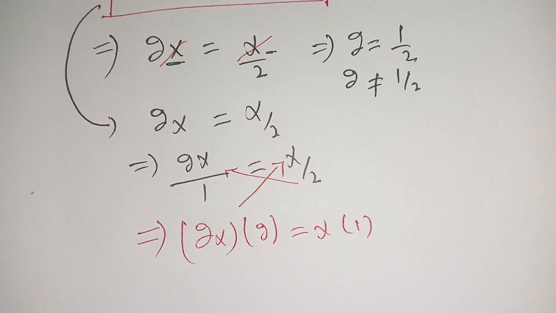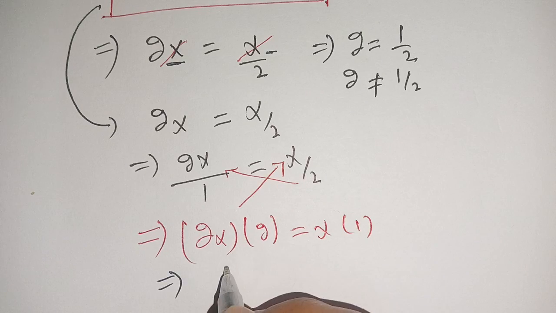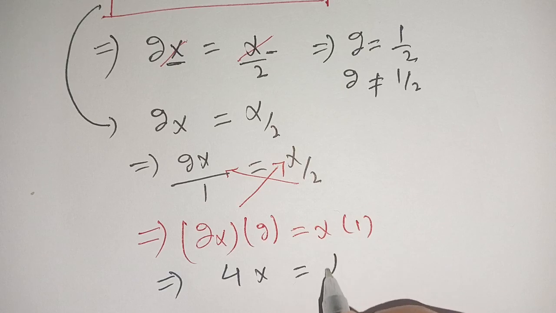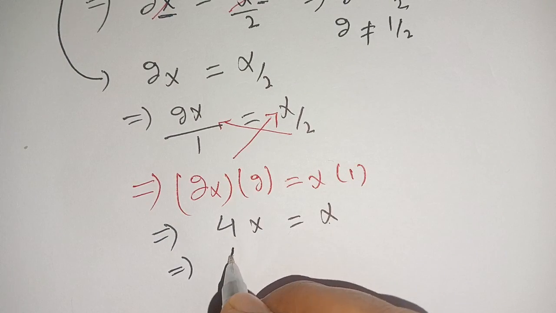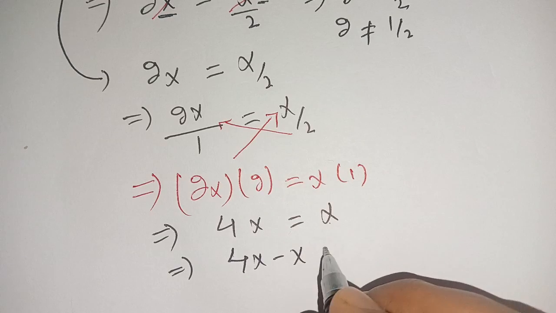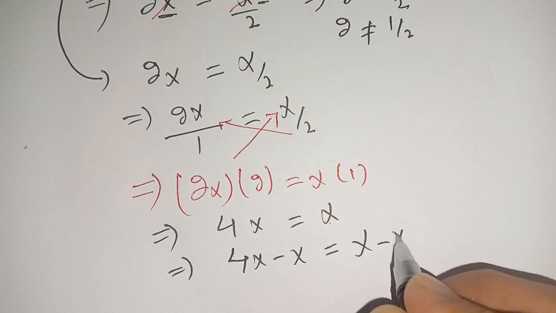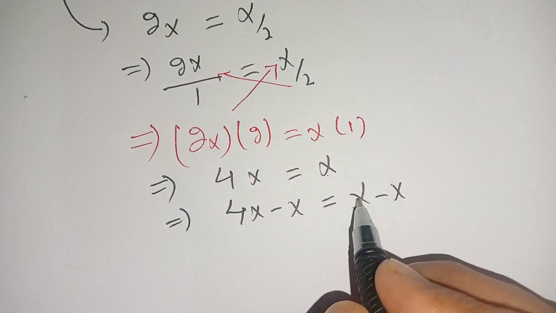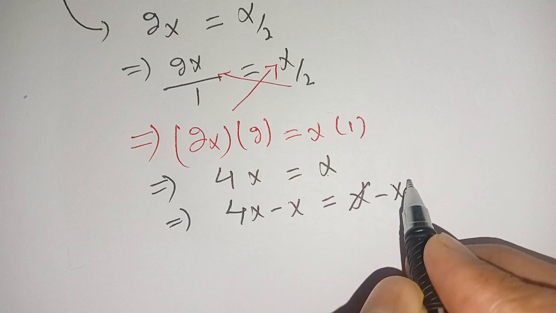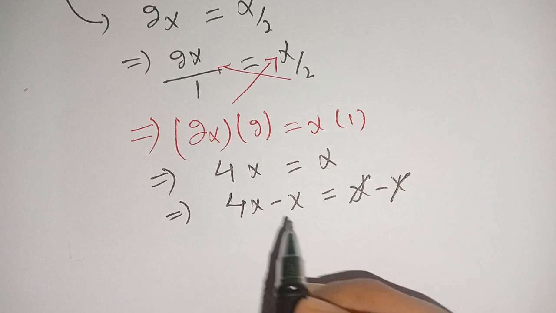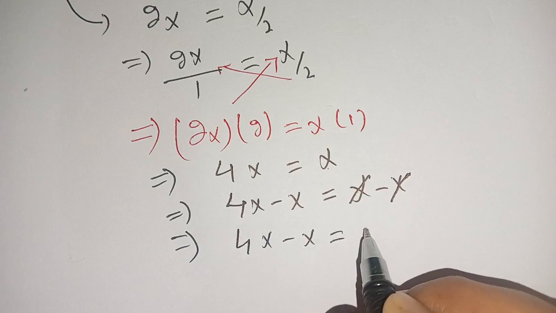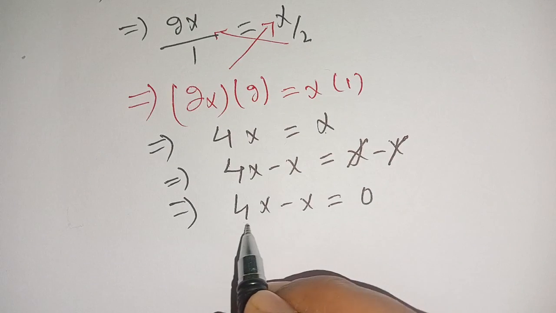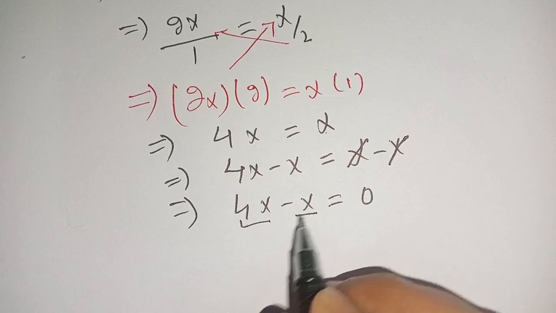Now we get 2x times 2, it becomes 4x, is equal to x. Now we subtract x on both sides, we get 4x minus x is equal to x minus x. Now you see that this x is positive and this is negative, we can cancel out. We got 4x minus x is equal to 0.